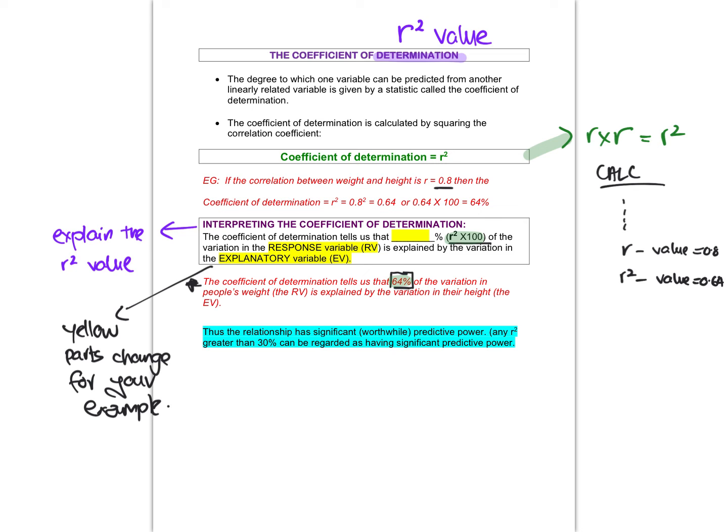You could use, they say variation, they might say change, it's the same thing. So the 64% of the variation in people's weight. This was another thing we had to change because it says the response variable, and in this example it was weight. So people's weight is explained by the variation in their height. Can you see the only bits that have been changed in that box are the things that were yellow, and that's what you'll need to do.